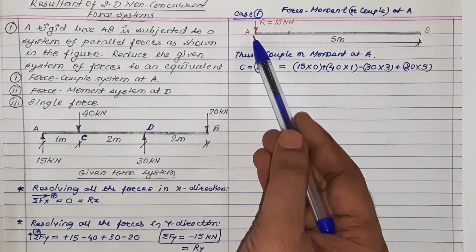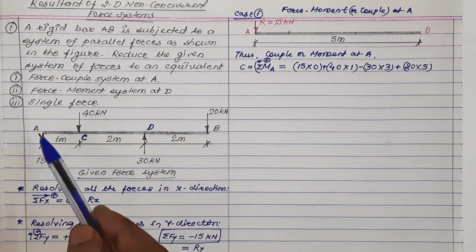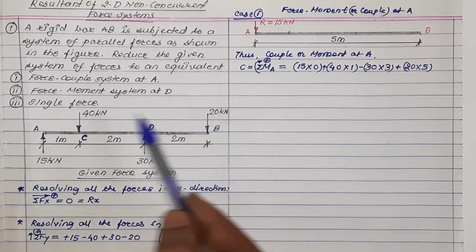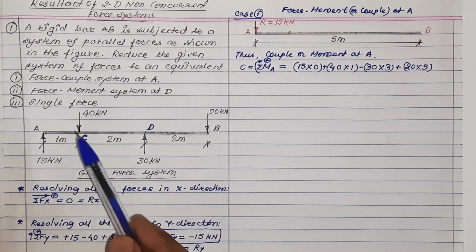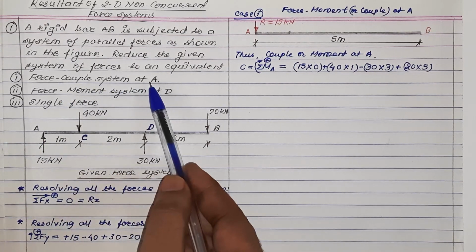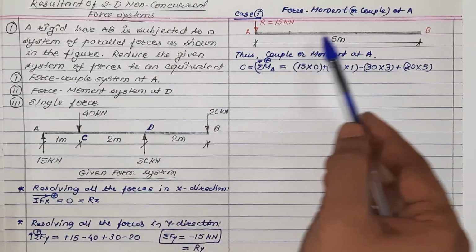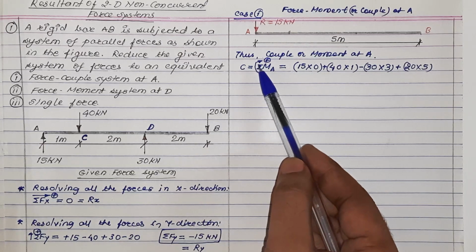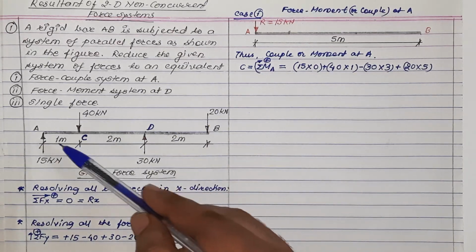But what will be the moment? The moment will be the algebraic sum of moments produced by these given forces about A, and same moment is entitled as couple at point A. Therefore in this diagram resultant is shown at point A and moment is being calculated about point A.